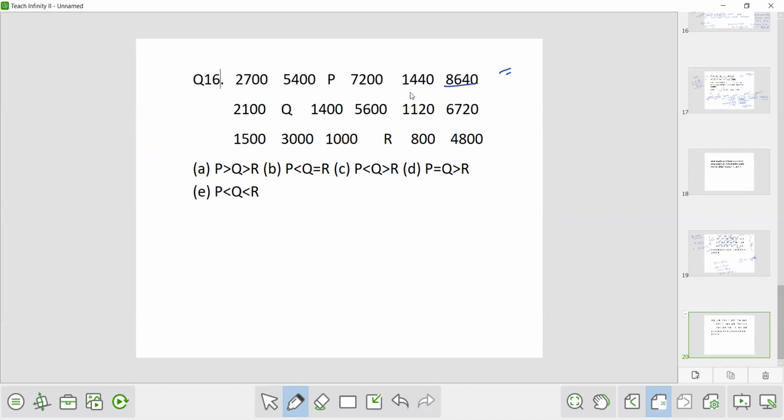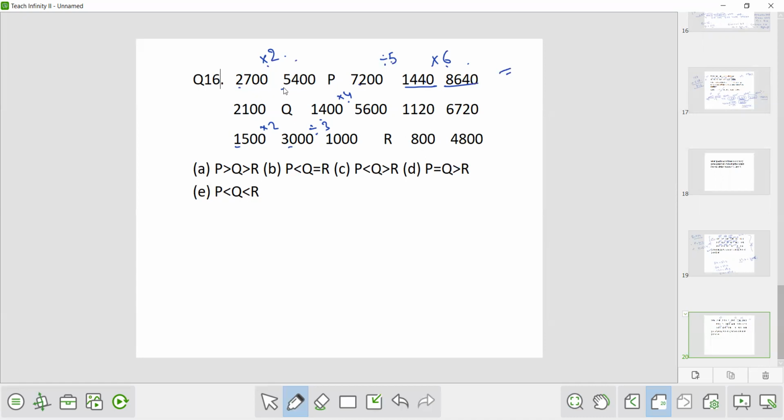Now, look. 8640 and 1440. So this is exactly 6 times. Now look here, 2700 and 5400. This is exactly 2 times. Now 7200 and 1440. So this is divided by 5. Now look here, 1400 and 5600. This is into 4. Now look here, 1500 and 3000 into 2, 3000 and 1000 divided by 3. Now the rule is confirmed: into 2, divided by 3, into 4, divided by 5, into 6. Okay, now you will find what is P, what is Q and what is R.